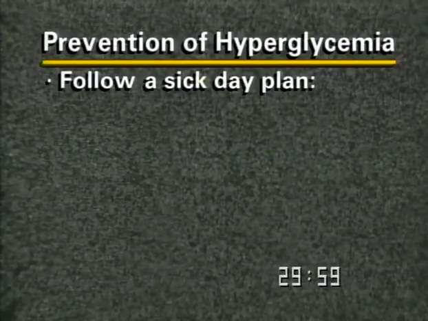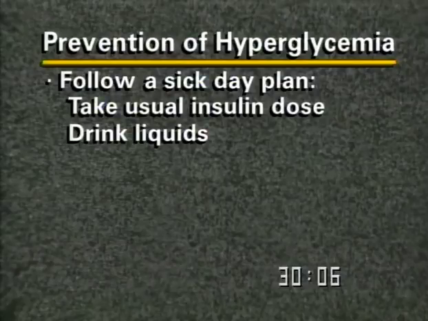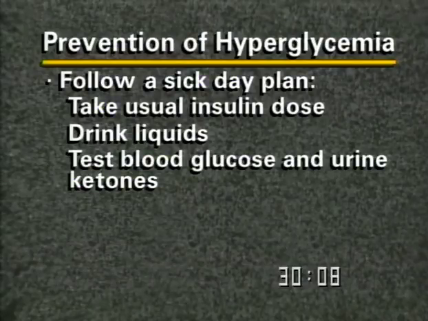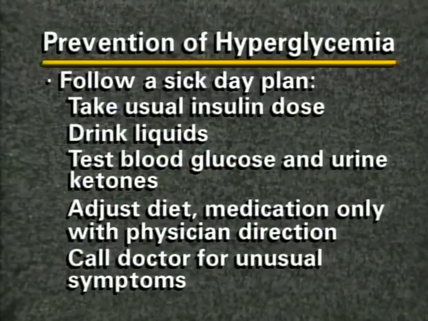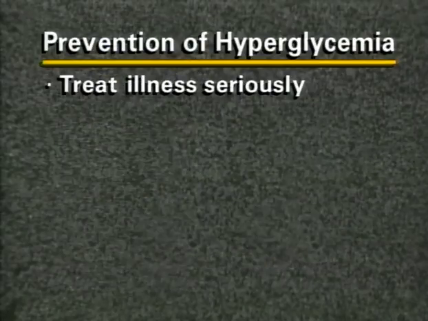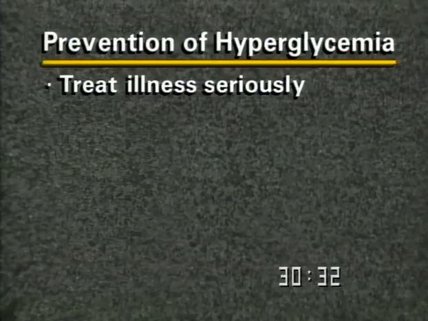The sick day plan will probably include these instructions. Take the usual dose of insulin. Drink plenty of liquids. Regularly test blood glucose and urine ketones. Adjust the diet and medications only with directions from the physician. Call the doctor immediately for any unusual symptoms. And the diabetic must treat illness seriously and call the doctor or nurse when there's an infection or illness lasting more than 24 hours. The last serious condition is ketoacidosis.